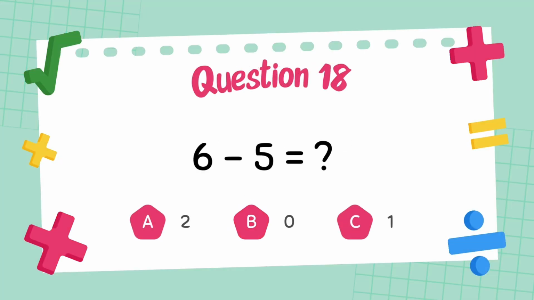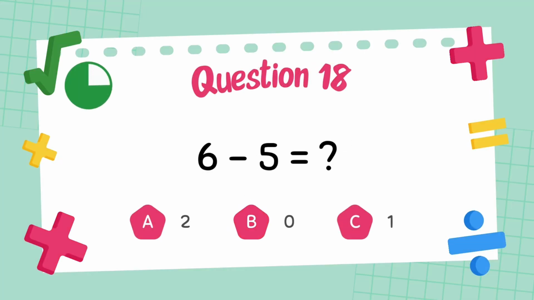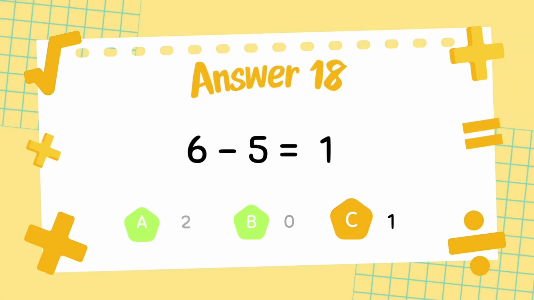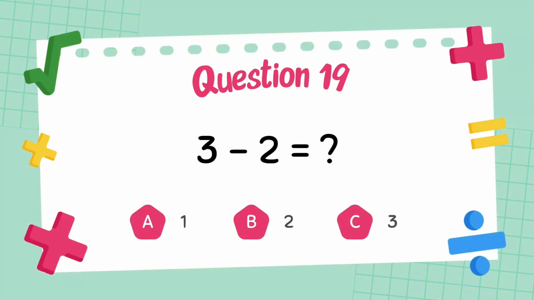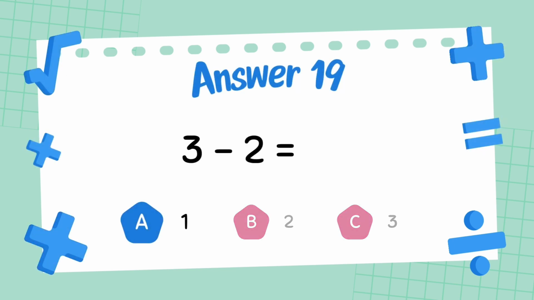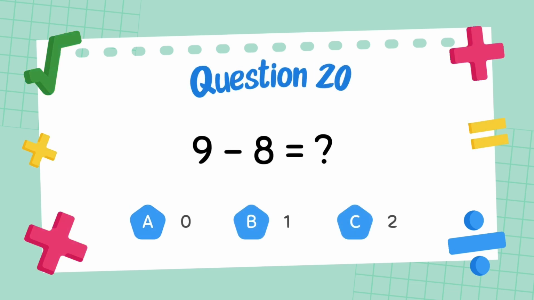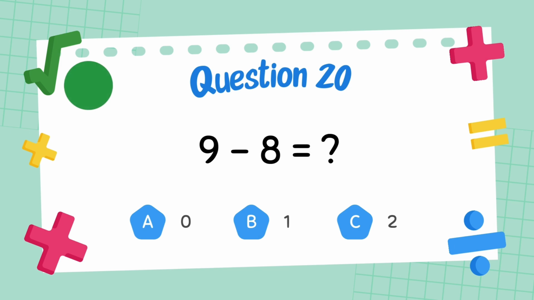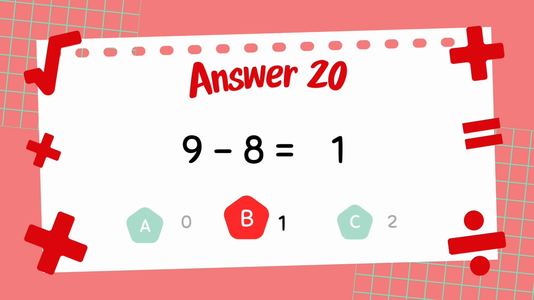What is 6 minus 5? The answer is 1. What is 3 minus 2? The answer is 1. What is 9 minus 8? The answer is 1.